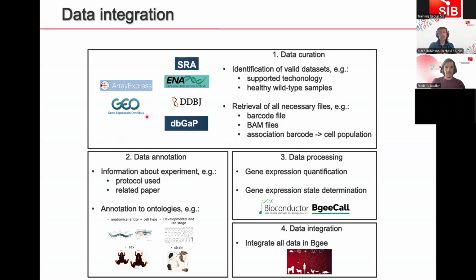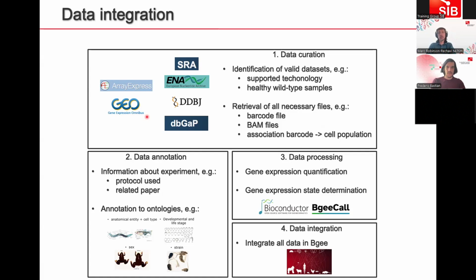And as we said, we identify that the data sets are healthy wild-type samples. It can be that in the same experiment there are some healthy samples and some disease, or some wild-type and some mutant, and then we will identify and only take the healthy wild-type samples.